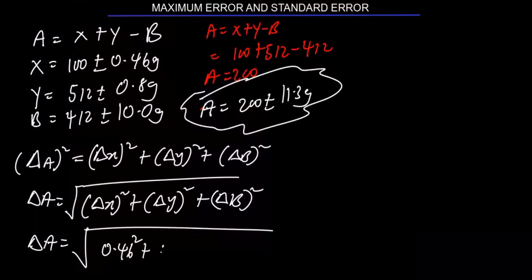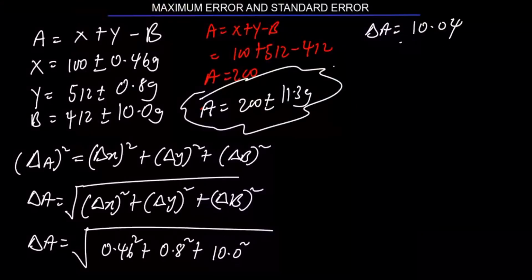So let's go. This is 0.8 square. This is 10.0 square. And if I sum all this together, this will give me 100 point something, and my delta A will be equal to 10.04. And remember, my A is 200. So if I want to express my A in terms of the standard error, my A will be 200 plus or minus 10.04 grams.